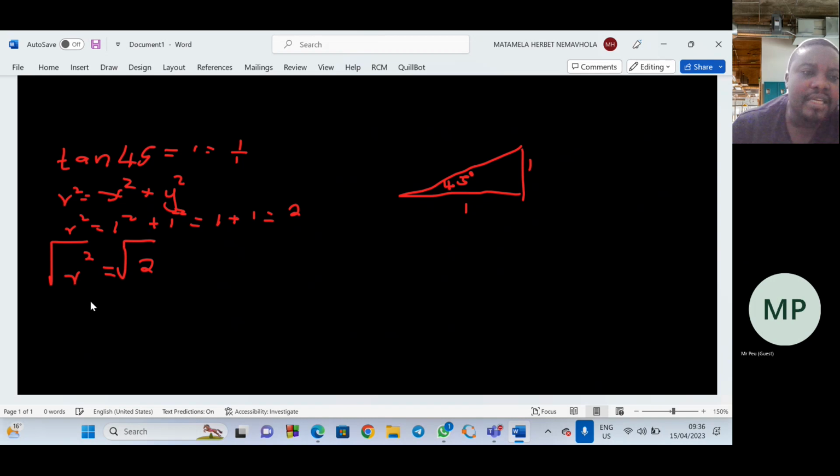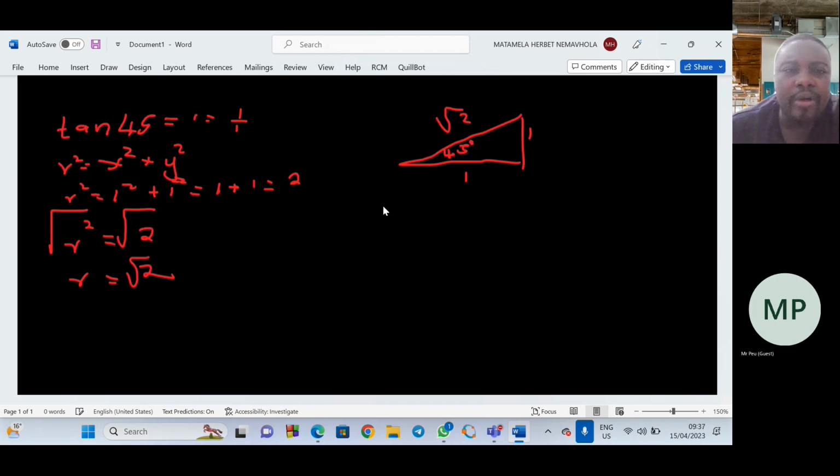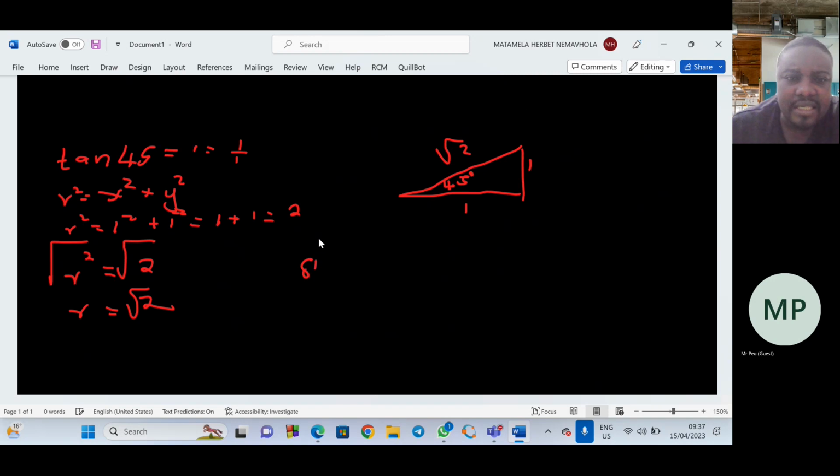We can square root both sides. Then r equals the square root of 2. So this side here, we write square root of 2. Now if I want to find sine of 45 degrees, sine 45 degrees is opposite over hypotenuse, which is 1 over square root of 2. And cos 45 degrees is adjacent over hypotenuse, which is equal to 1 over square root of 2.